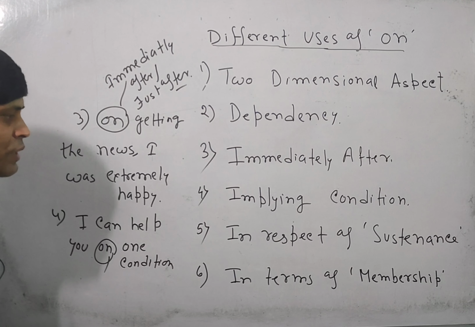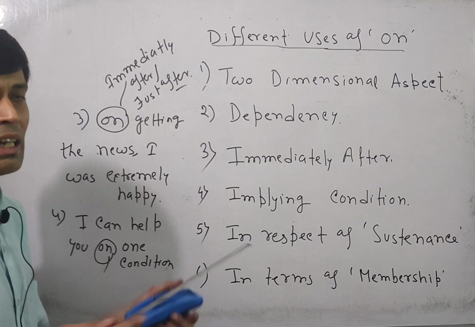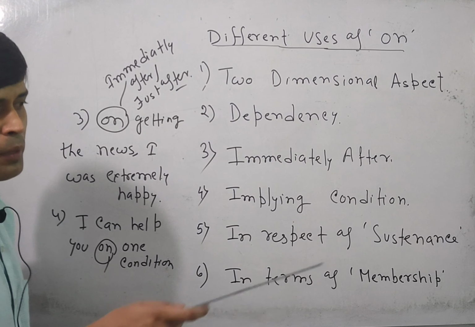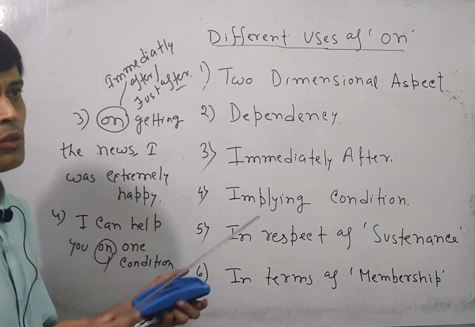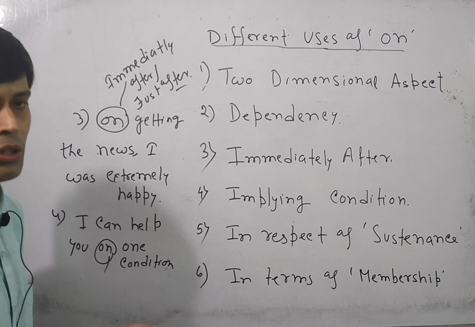Now if I just go for the next option, in respect of sustenance or support. Suppose I say we are living on money. Suppose I say the patient is on oxygen. That means without oxygen the patient cannot live. That is called sustenance or support.